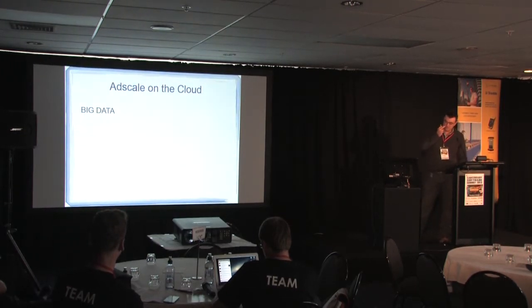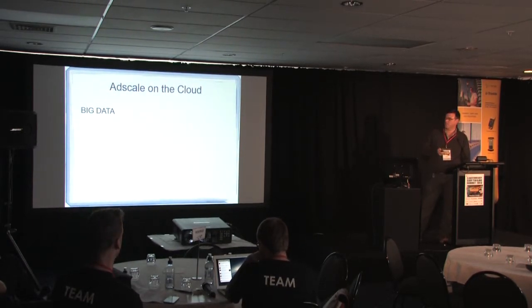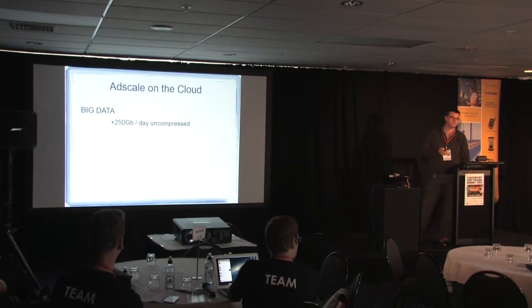So the next thing that we'd like to go on to is big data, Adscale's usage of big data and what we're doing with it. At the moment we're generating around about 250 gigs of uncompressed data every day. This is in structured or semi-structured CSV format. Structured is using basically our own IDs to reference directly back into our models. It's either integers or date stamps, effectively.